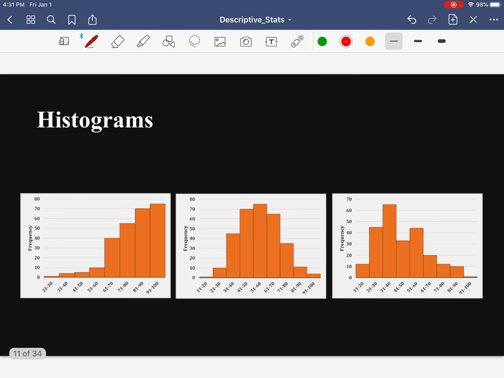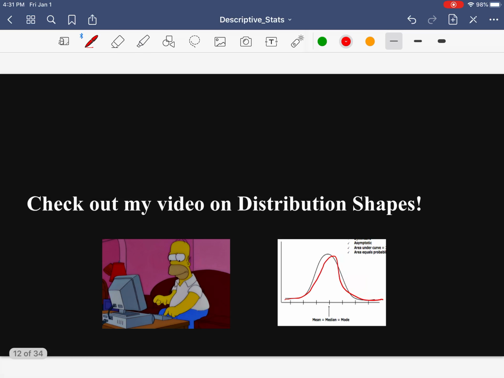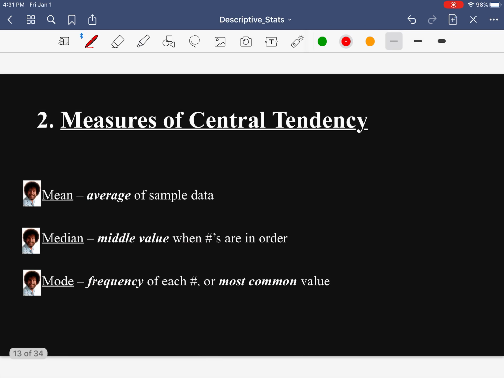Check out that video. We would ideally like to see as many histograms that look like this, but come on, data is data, so we're definitely going to see some that are skewed this way, or some that are skewed this way, or maybe a flat distribution, or a really tall distribution. All these things are things that you need to look for. But check out the other video. I mean, what else are you going to do this year, right?